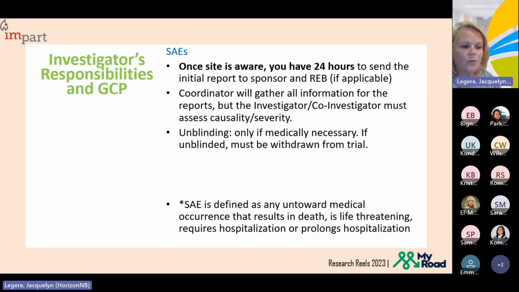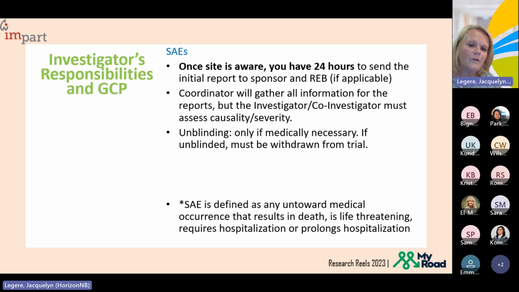So serious adverse events, once you are aware of it, if you're the research coordinator or a member of the team, you have 24 hours to send the report to your sponsor and to the Research Ethics Board, if applicable. The Research Ethics Board has its own guidelines for what they want reported to them, so you can find out whether or not this is something that would be reportable to them.